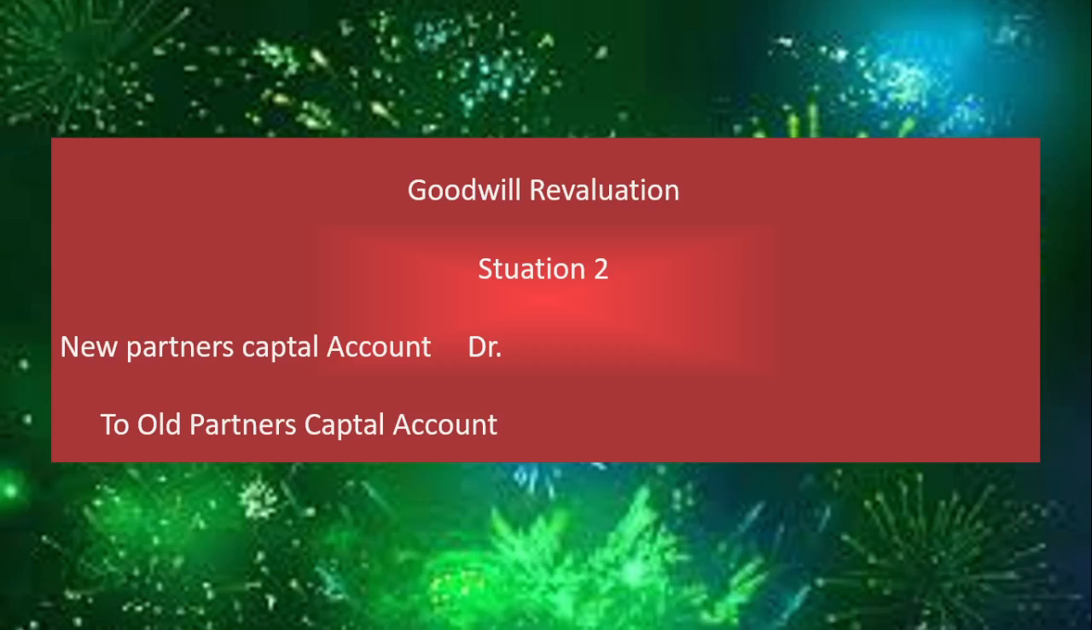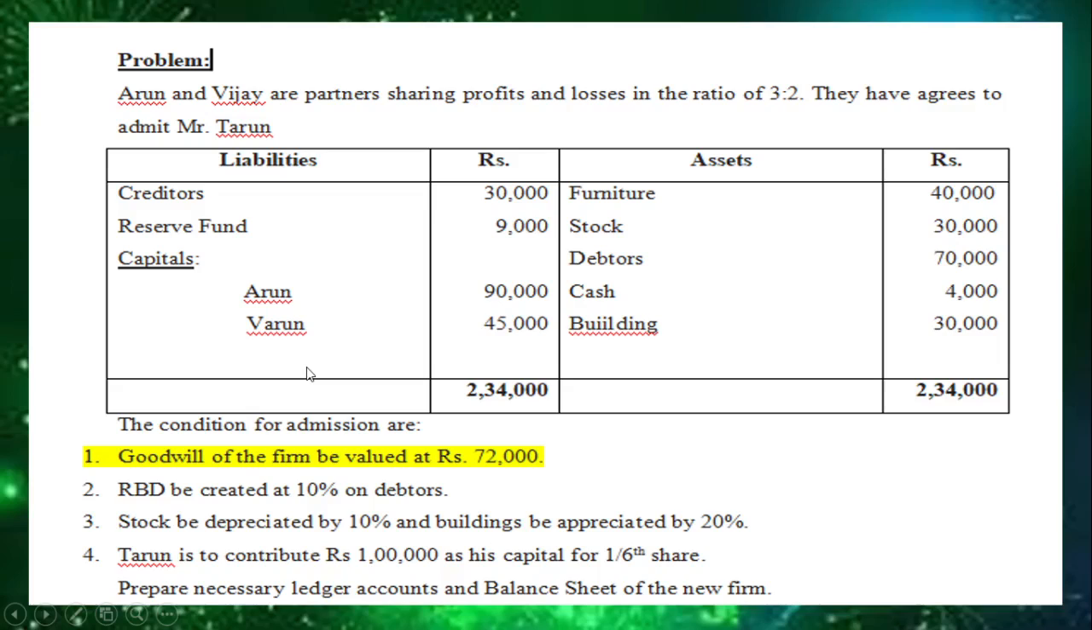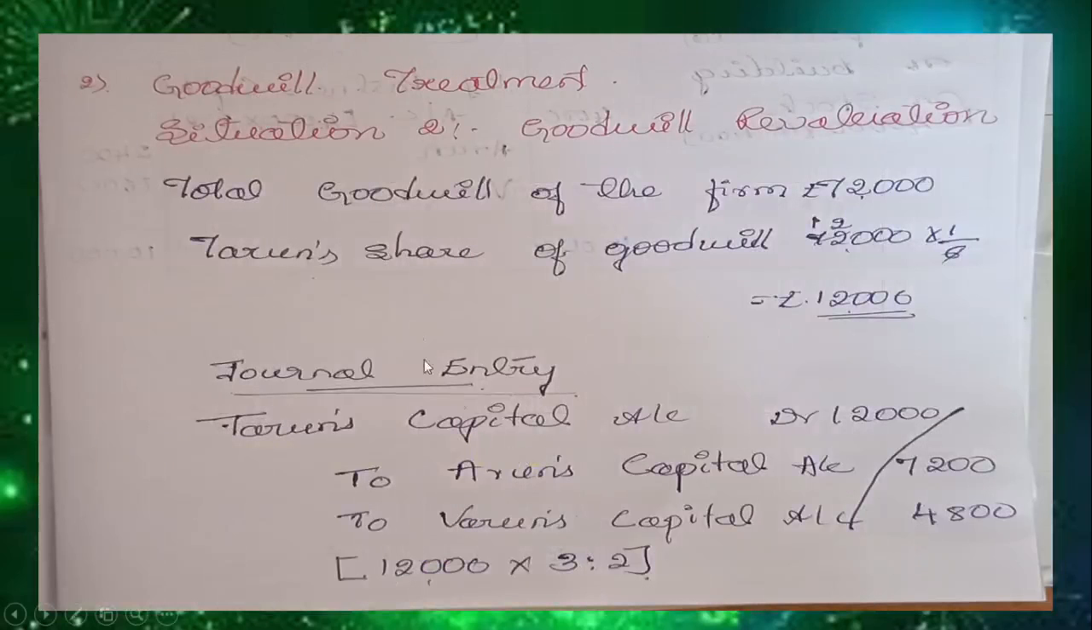But as far as goodwill, it represents situation 2 that we'll consider later. So we'll see the problem. Here, goodwill of the firm valued at 72,000 rupees. As far as goodwill, here it represents situation 2 and goodwill revaluation. See here, total goodwill of the firm is 72,000 rupees. But we want to know only the new partner's share of goodwill.